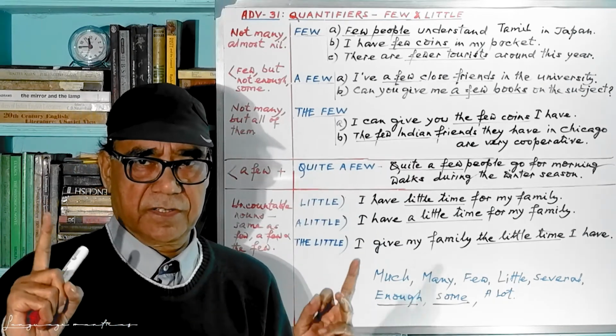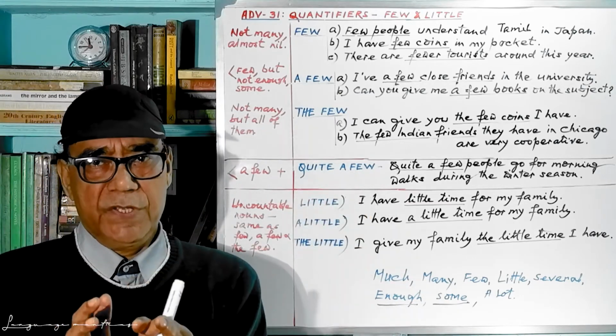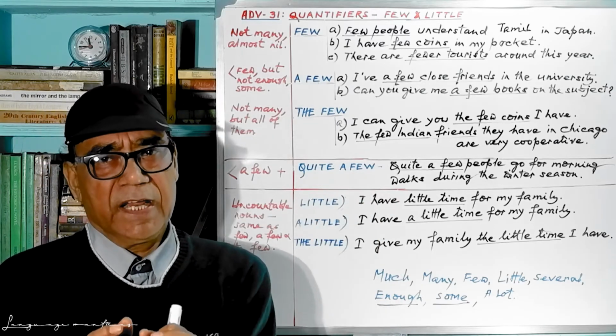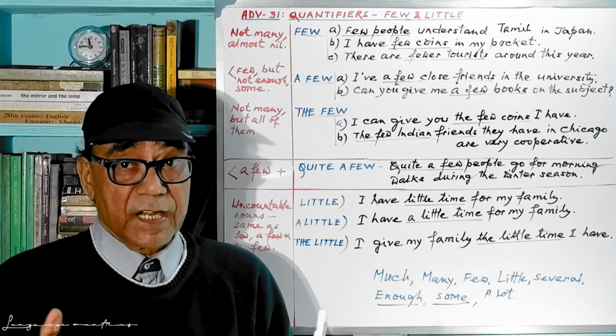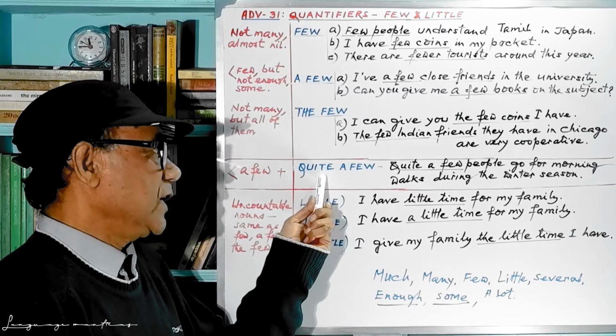But check here, there is one word, quite a few. The word few is there, but quite a few does not mean a small number. It means quite a big number. Because of this word, quite.